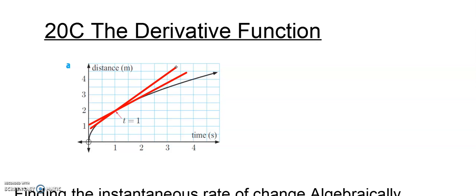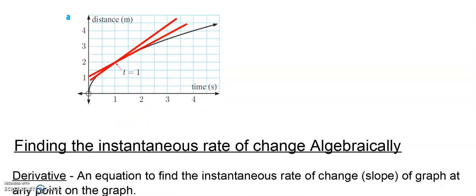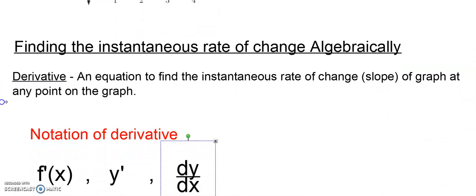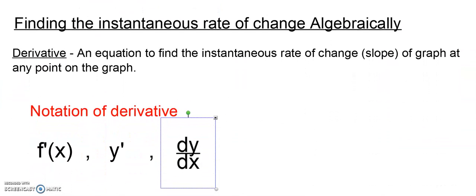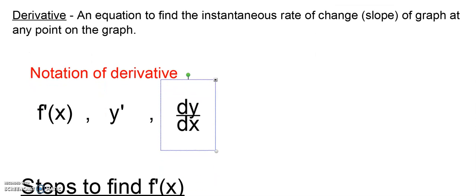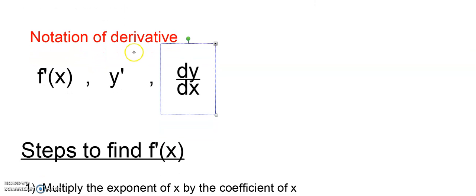We're going to talk about finding the instantaneous rate of change, or the slope of a function at a given point, using something called the derivative. Now, the derivative is going to be an equation that finds the instantaneous rate of change or the slope of a graph at any point on the graph. The notation that we're going to use for the derivative is f prime of x, y prime, or we'll also call it dy over dx.